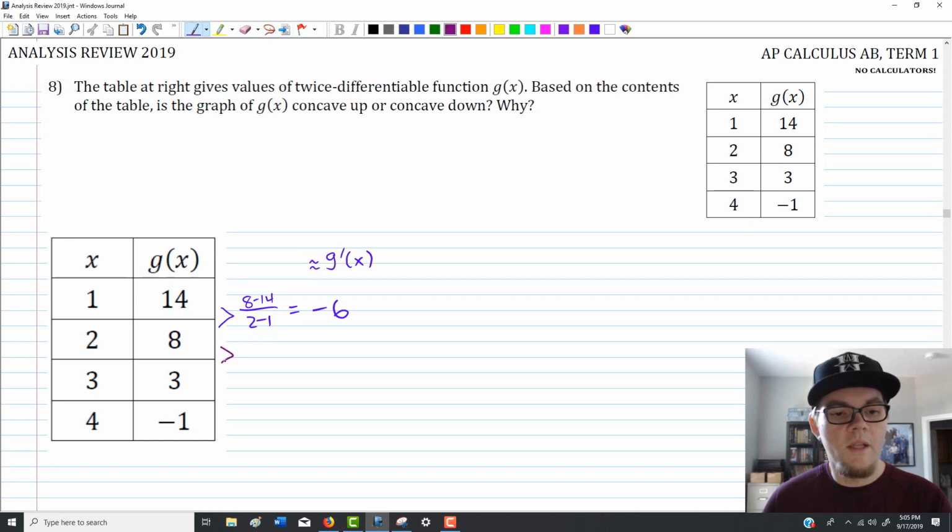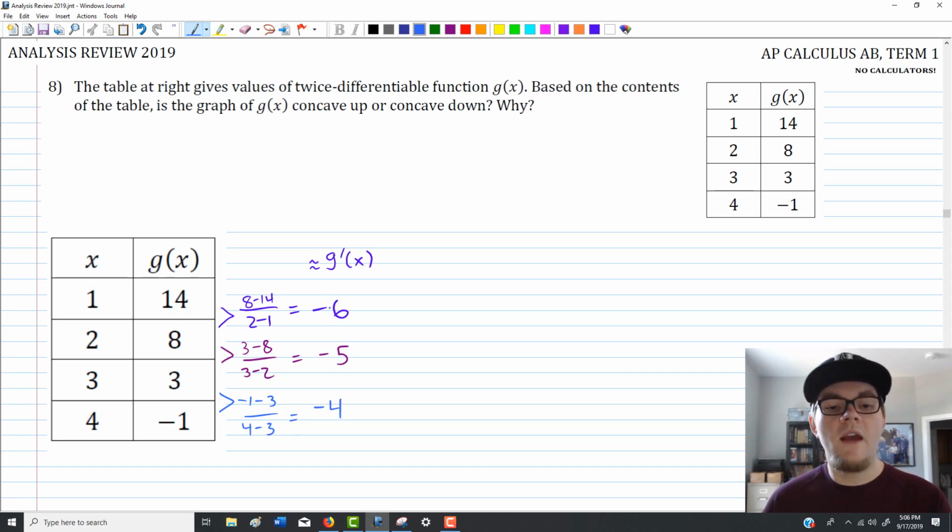The second interval we can look at, our average rate of change is going to be (3 - 8)/(3 - 2), which is equal to negative 5. Last but not least, if we look here, average rate of change is going to be (-1 - 3)/(4 - 3), which is equal to negative 4.